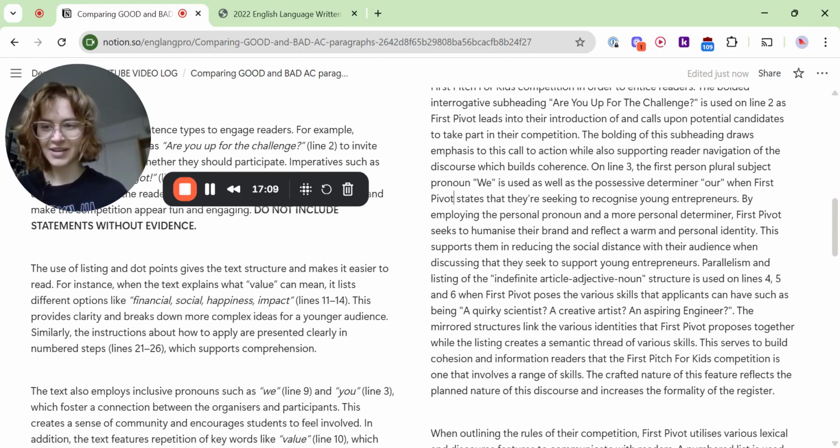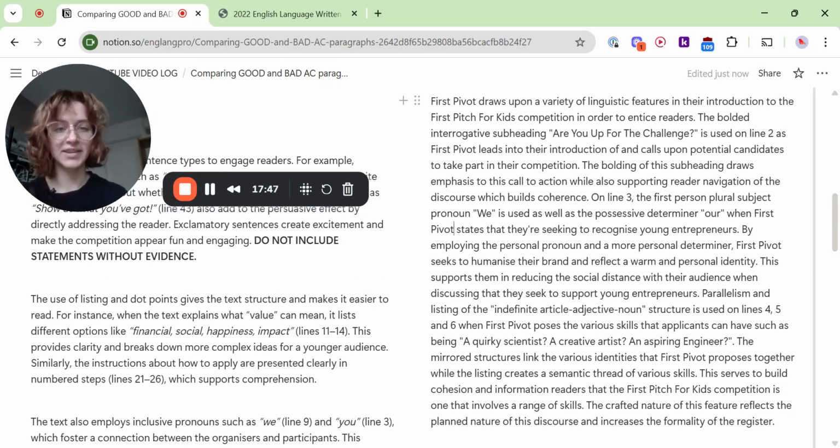Okay. The use of listing and dot points gives the text structure and makes it easier to read. Okay, sure. I think this is very indicative of a mid-range scoring compared to a higher scoring answer, which would have the exact same actual content in the sentence, but say it in a much nicer way. So the use of listing and dot points gives text structure and makes it easier to read, compared to the comprehensibility of this text is improved by features that support cohesion and coherence, such as, and then go on to talk about listing and dot points.